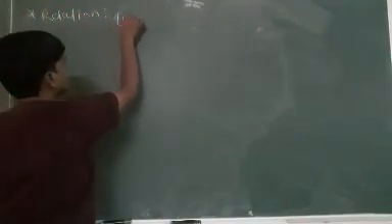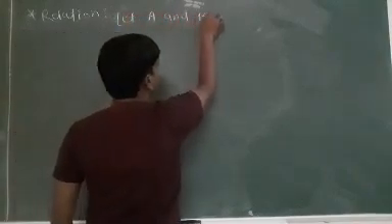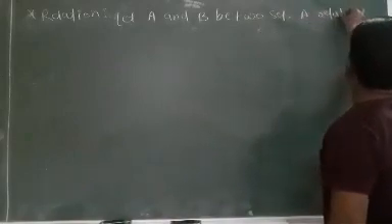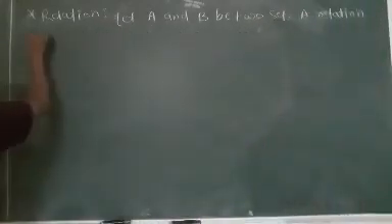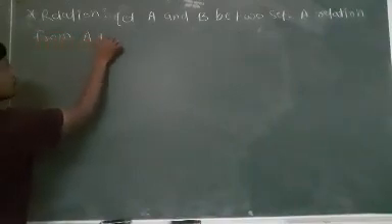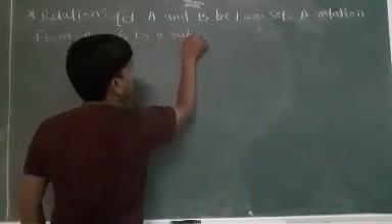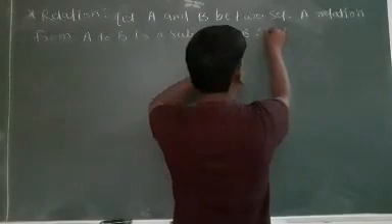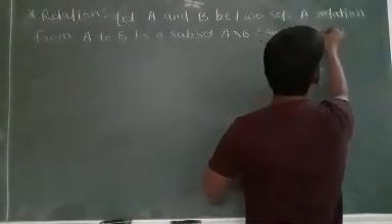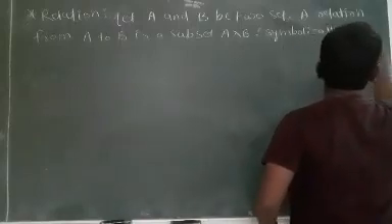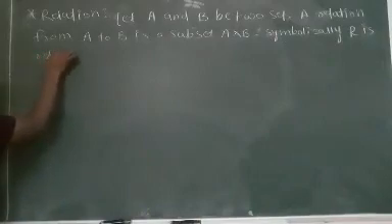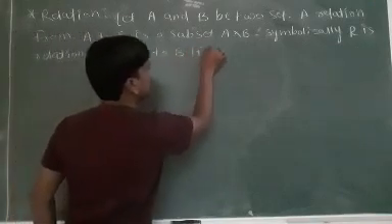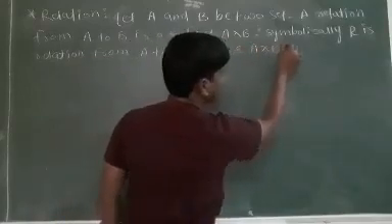Let A and B be two sets. A relation from A to B is a subset of A cross B, that is the product of two sets A and B. Symbolically, R is a relation from set A to set B if and only if R is a subset of A cross B.